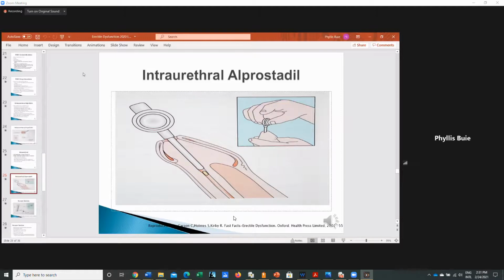Okay, and this is a picture of the intraurethral, the MUSE method. So you see they have a little tiny applicator that actually puts the pellet into the penis. And then this medication is absorbed there because this is very vascular tissue. So it has a good blood supply, so it's going to absorb it quickly and hopefully cause an erection for them.